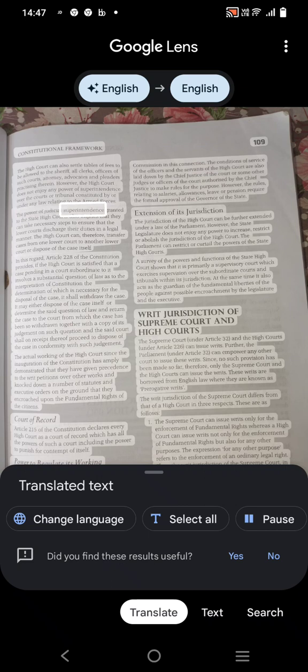The power of judicial superintendence granted to the state high courts also implies that they can take necessary steps to ensure that the lower courts discharge their duties in a legal manner. The high court can, therefore, transfer cases from one lower court to another lower court or dispose of the case itself. In this regard, Article 228 of the Constitution provides that if the High Court is satisfied that a case pending in a court subordinate to it involves a substantial question of law as to the interpretation of the Constitution, the determination of which is necessary for the disposal of the case, it shall withdraw the case.